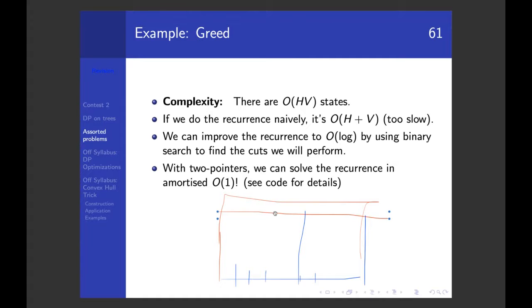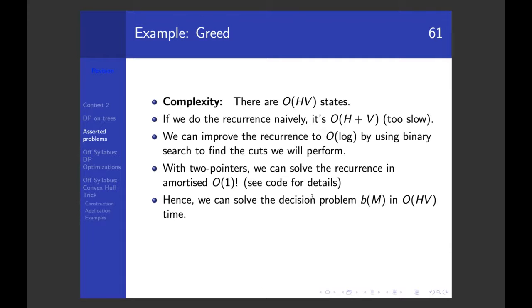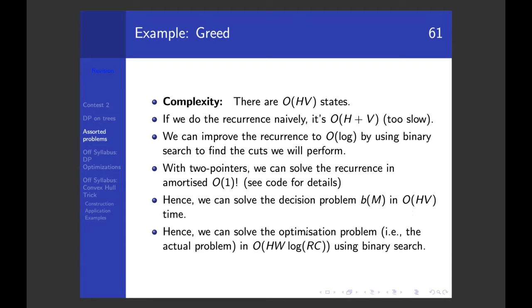We do the same thing for horizontal cuts, which means in order 1, we can find the best horizontal and vertical cut. At that point, it's just a DP. Let me know if that's confusing. I can explain it again. But that's the idea. This means we can solve the decision problem in order HV. This means we can solve the optimization problem, that is the original problem, by using binary search in this time complexity, which is fast enough.